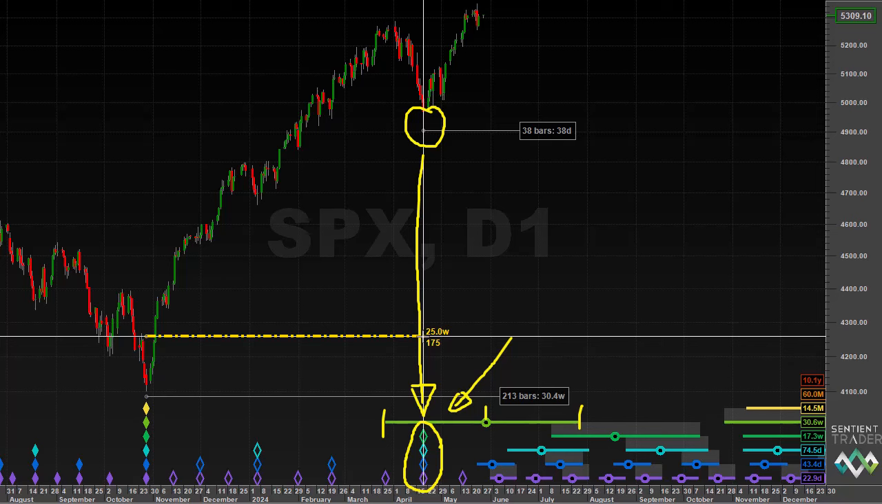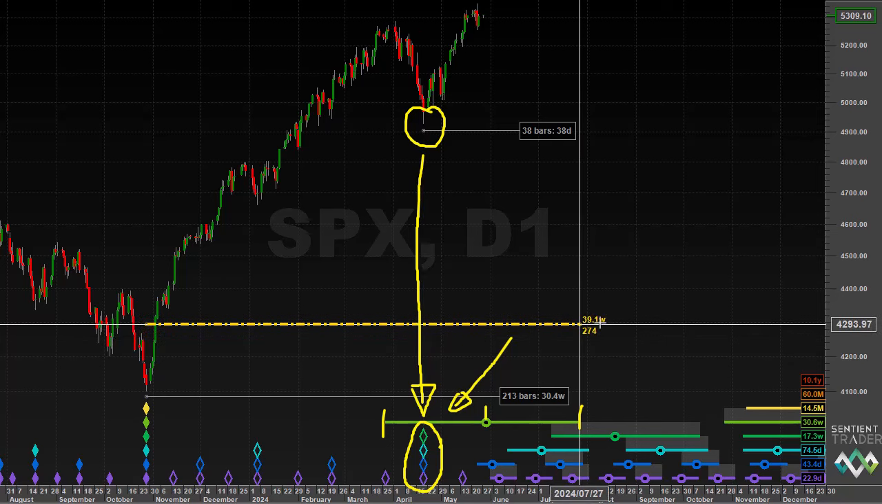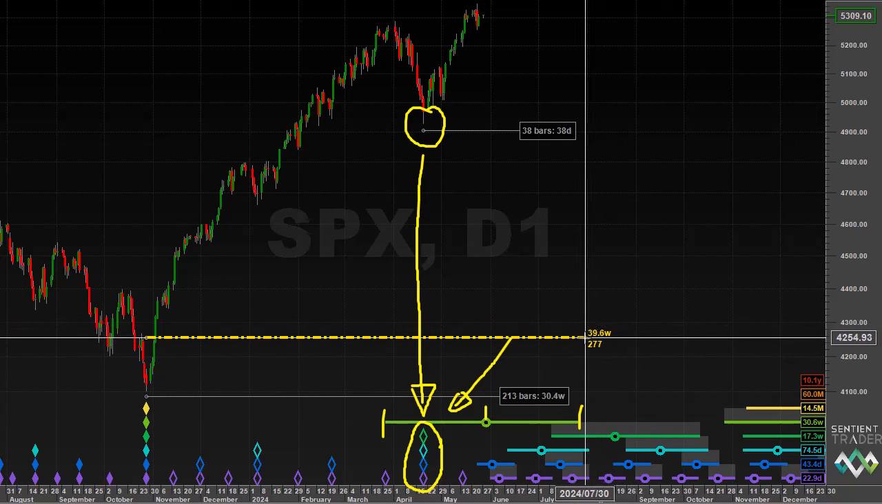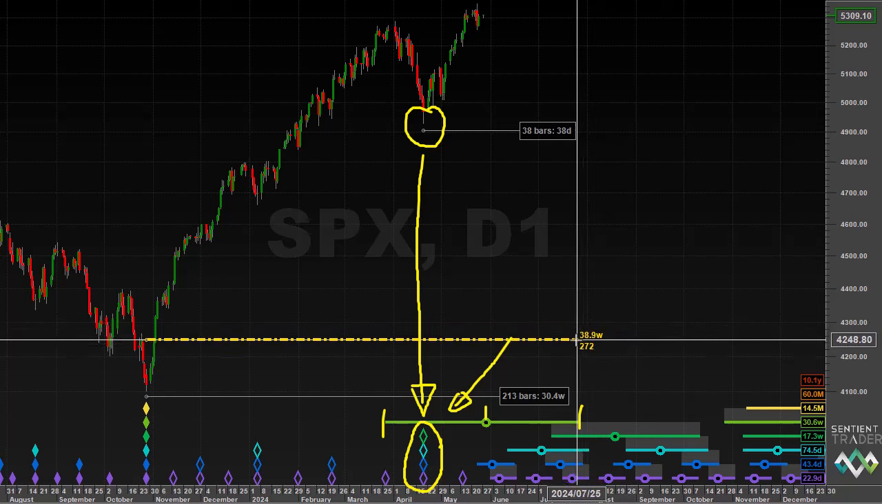What about the possibility that it is a 40-week cycle? Well, the average length of a 40-week cycle is 272 days, which would position the trough over here towards the end of July. It is more likely, in my opinion, that this is a 20-week cycle as opposed to a 40-week cycle. But why do we have this confusion on our chart?